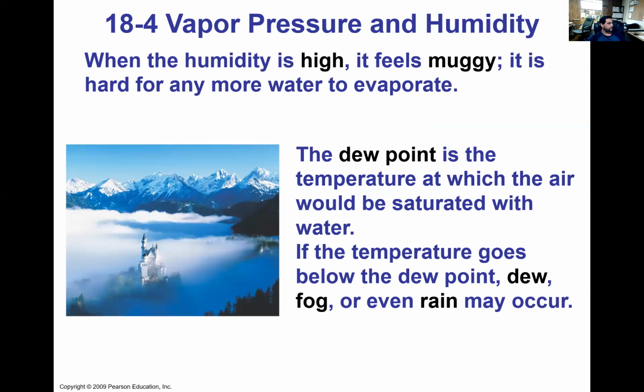So when the humidity is high, it feels muggy. It's hard for any more water to evaporate and get into the air. Dew point is the temperature where the air would be completely saturated with water. So dew point is the temperature at which the air would be completely saturated. If the temperature goes below dew point, then you'll either get dew, fog, or rain.